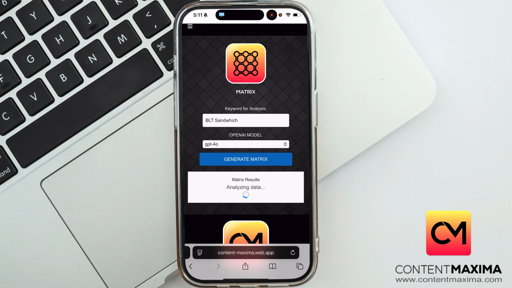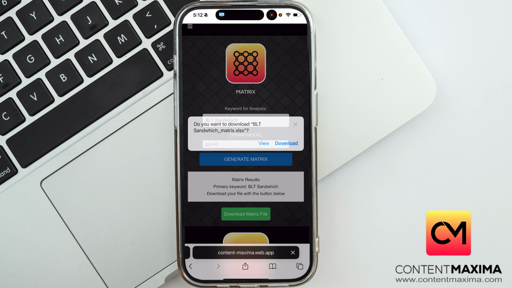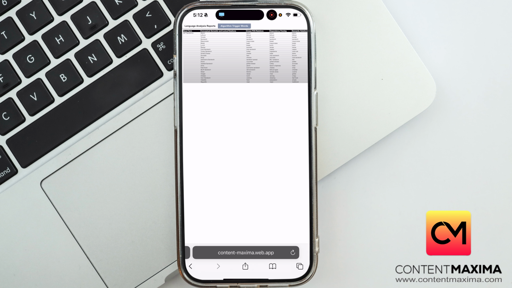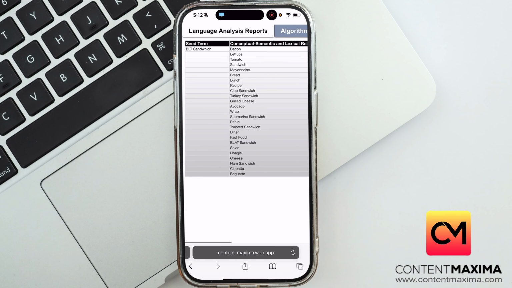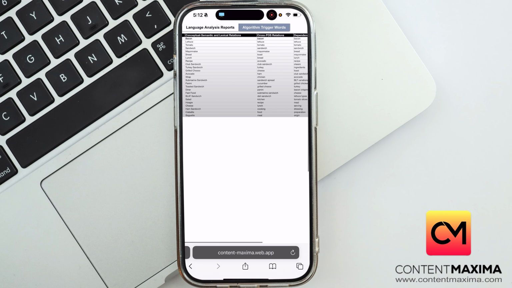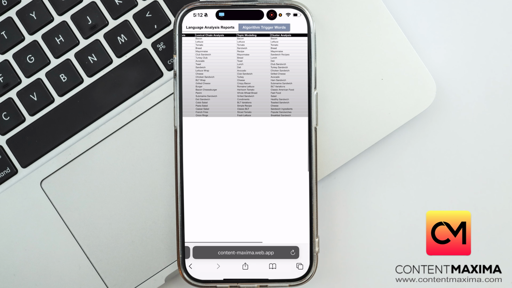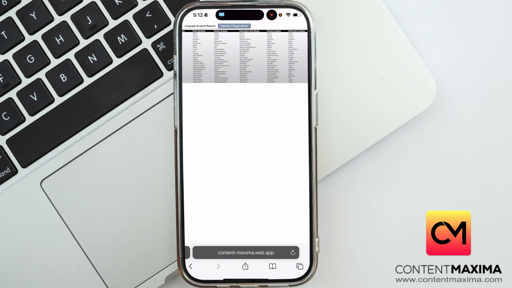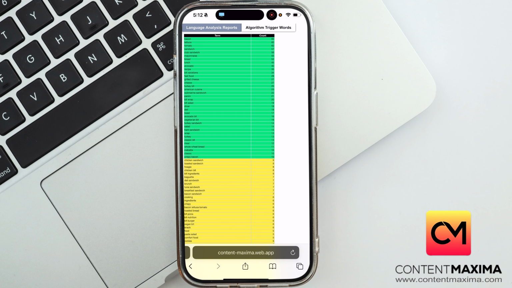You've heard me talk about natural language processing before and how important it is in digital marketing. This is over 60 hand-picked language analysis types and models from my research. We run the idea that you enter through all of these different language analysis types, and we harvest the data that makes up that idea. And then what we do is we tally all of that over here in the algorithm trigger words tab.